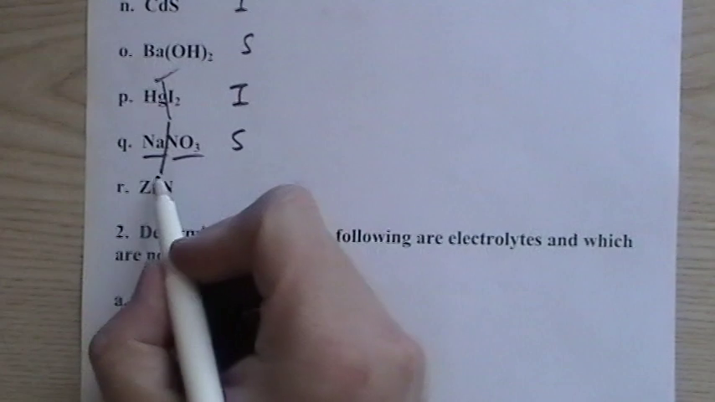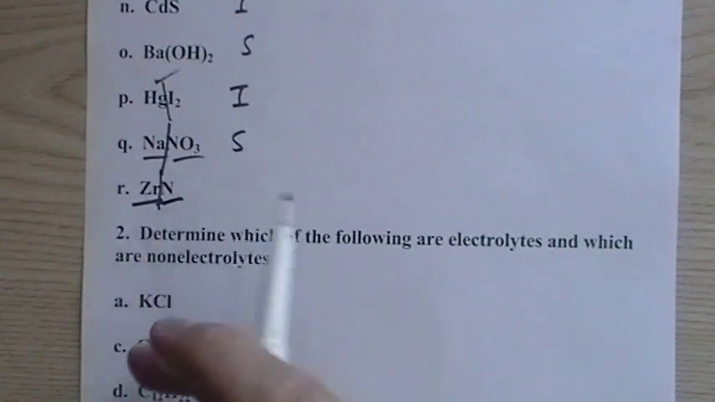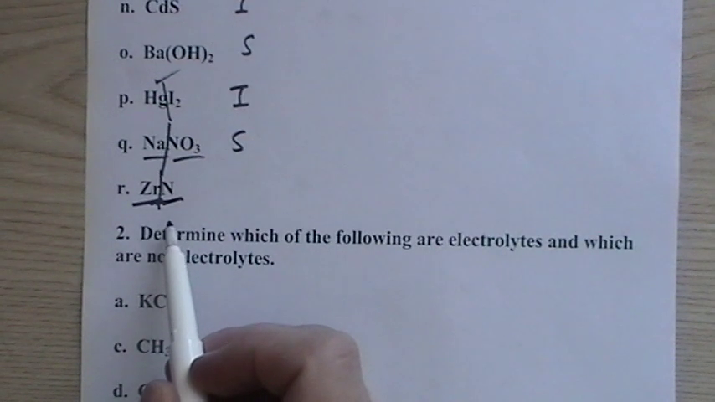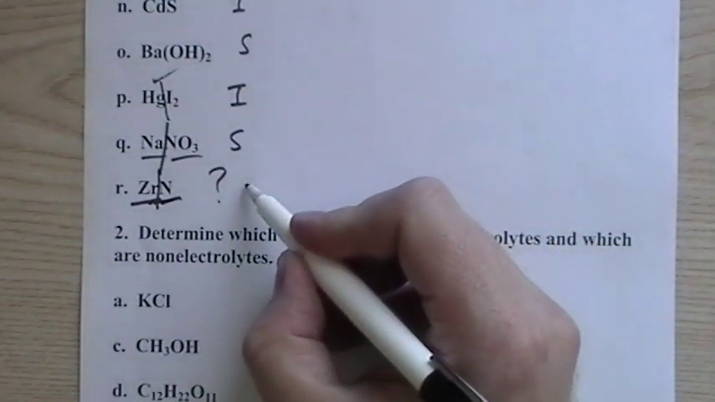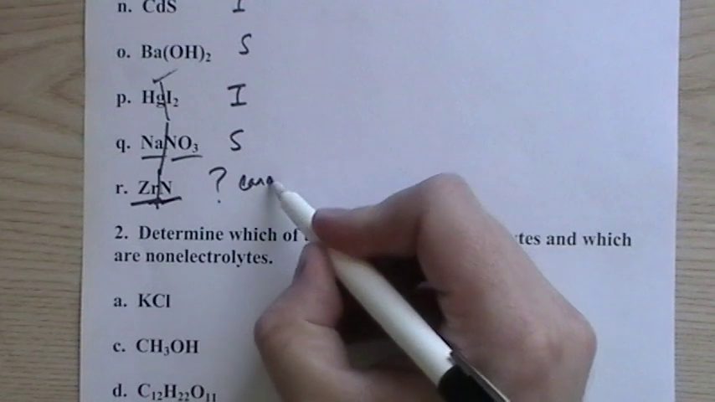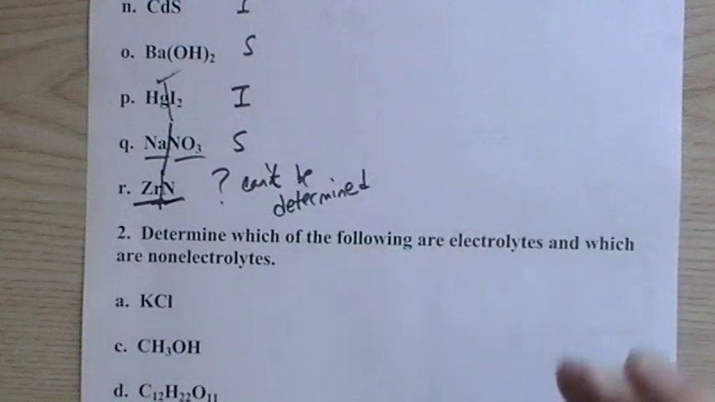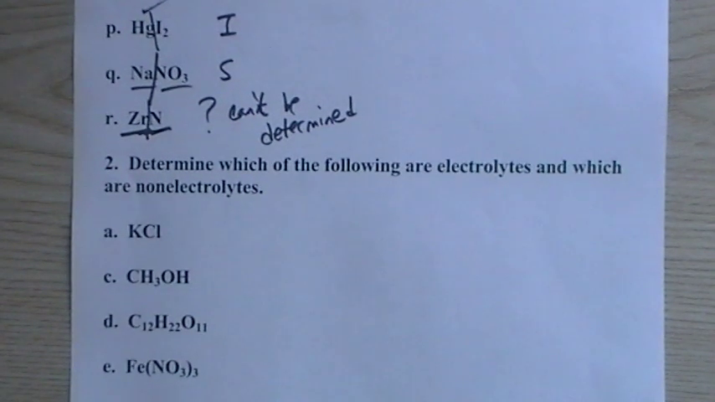Zirconium nitride. Do we have a rule for zirconium? No. A rule for nitrides? No. Now if you looked up on the internet, you could probably find the solubility of zirconium, I guess it's zirconium 3 nitride, but we don't have a rule for it, so you'd have to say something like can't be determined. Not with the rules that we know. The rules are out there, but we don't know them. So I just put that in there to show you the solubility rules table. It doesn't cover everything, but it covers quite a bit of what we normally deal with.